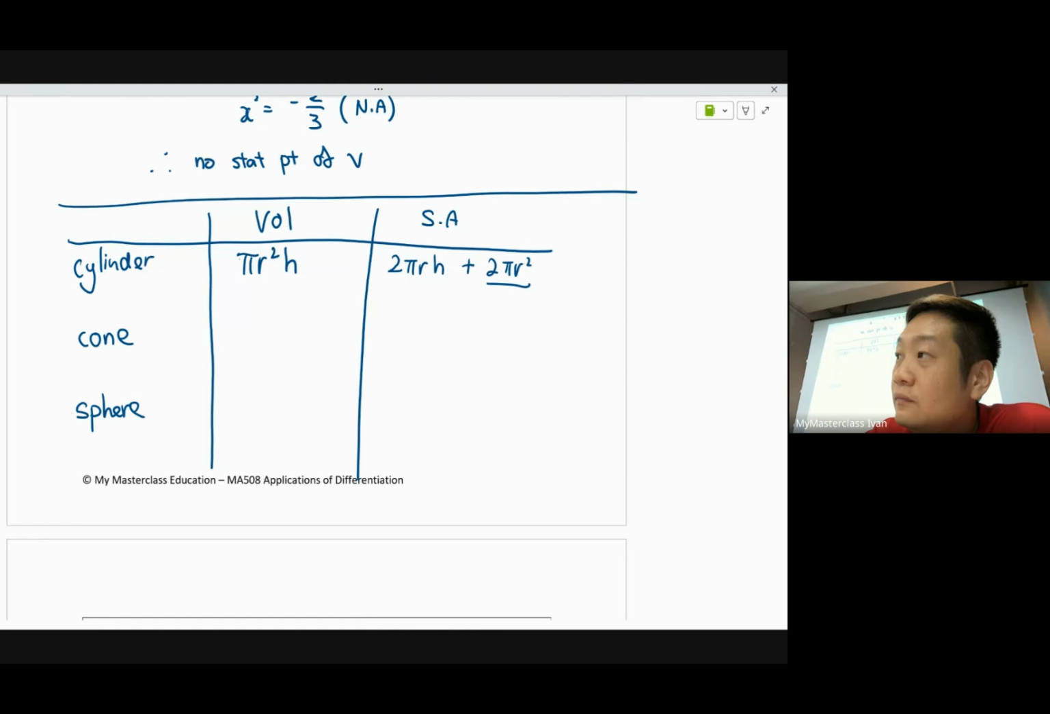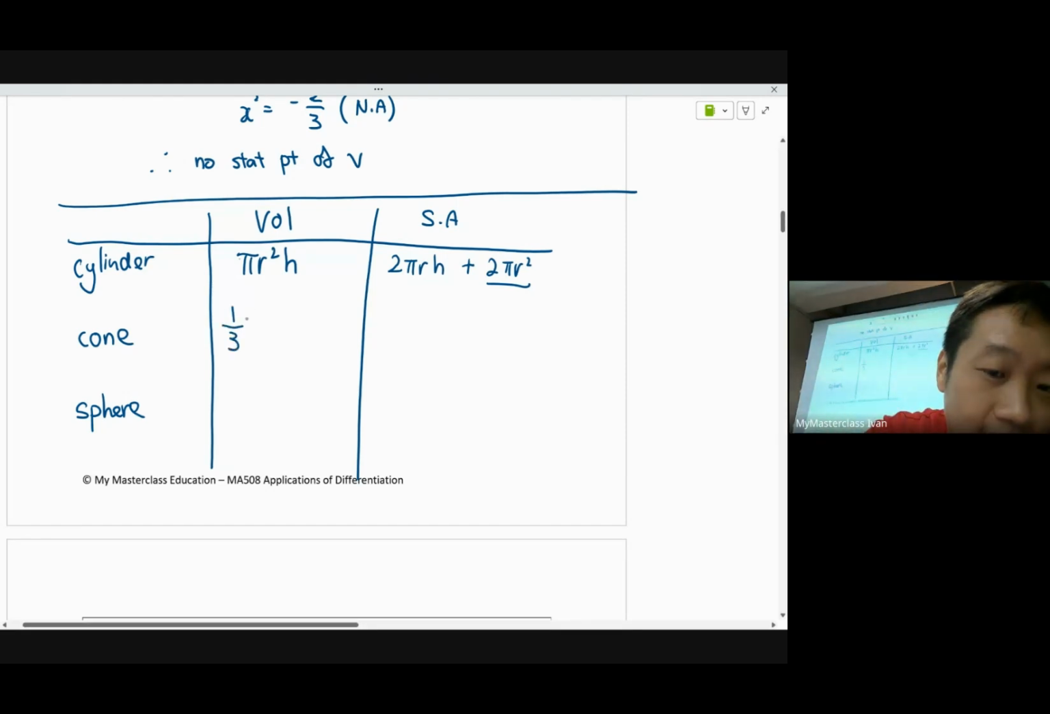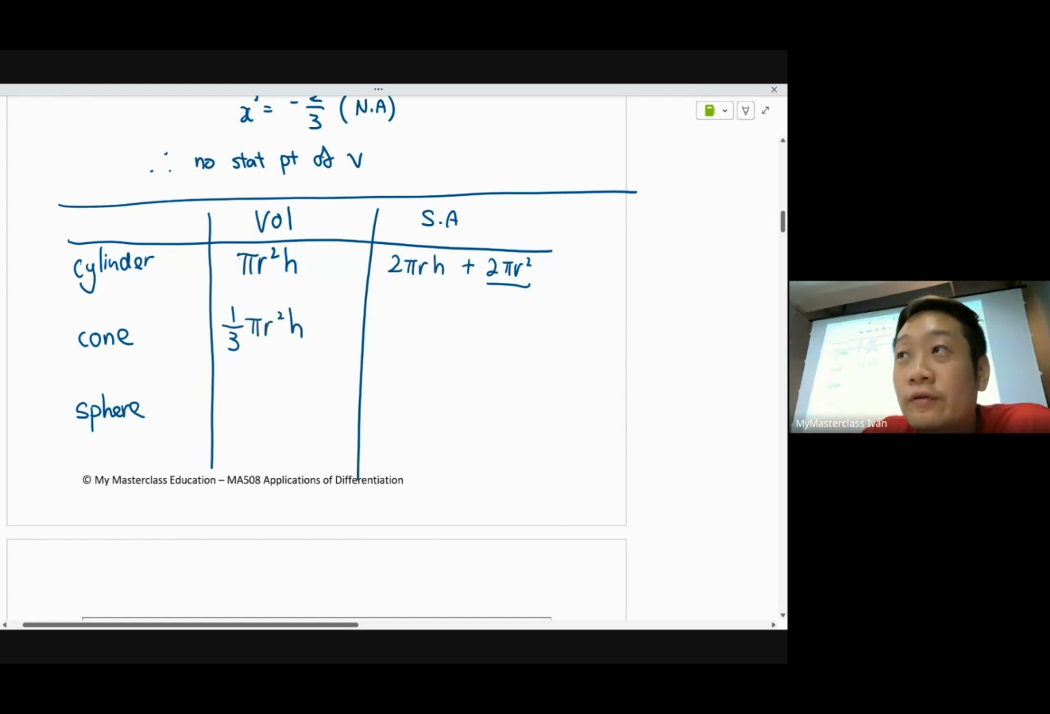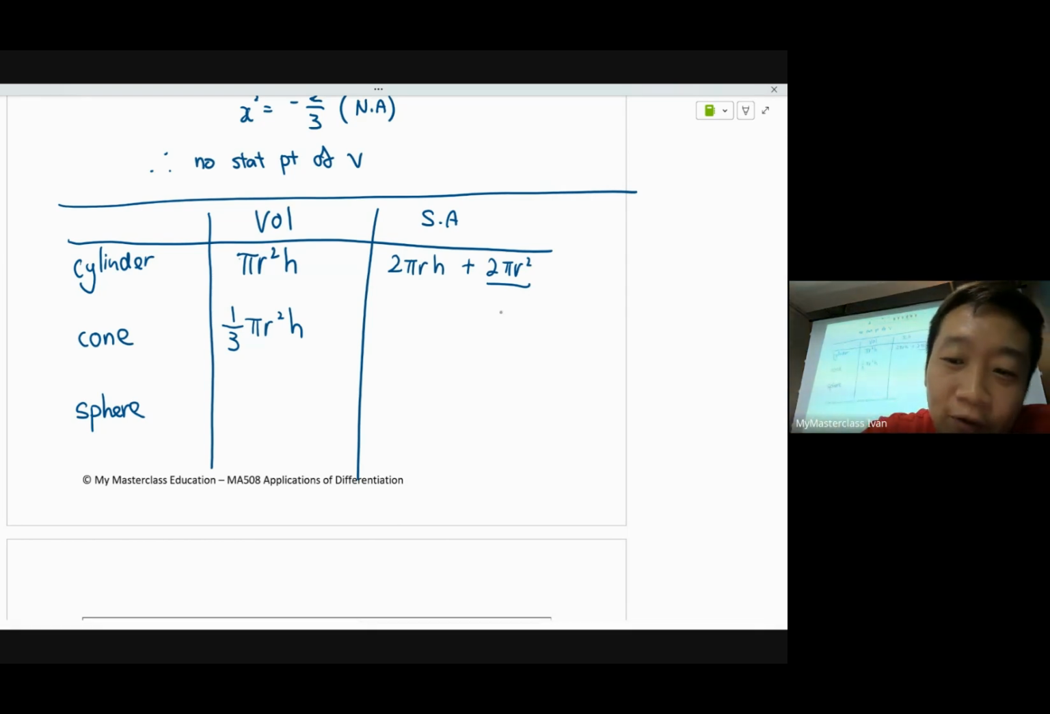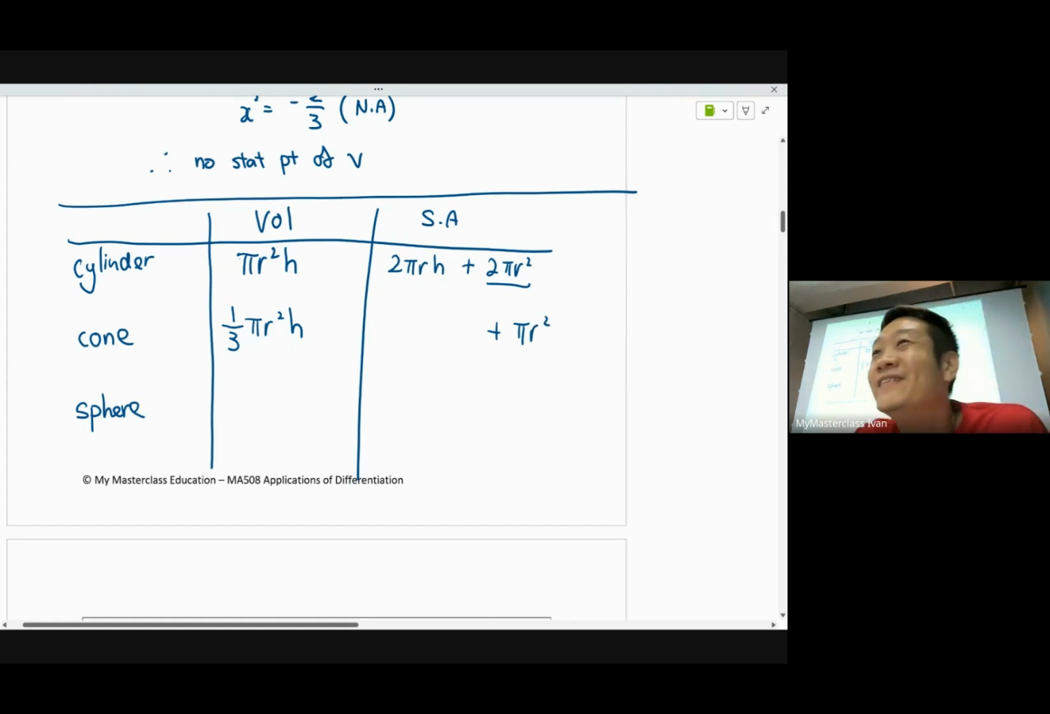Volume of cone: 1/3 pi r squared h. 1/3 pi r squared h. Curved surface area of cone? Pi r squared, that's the bottom, if you need it. What is the cone surface area? Pi r l, well done. Pi r l. What is the meaning of l? Slant height.